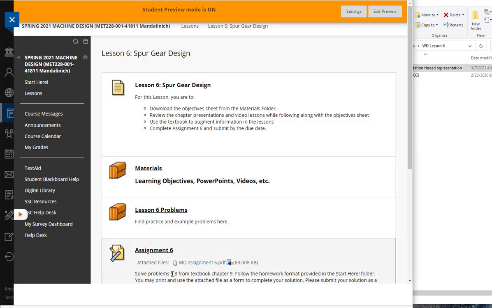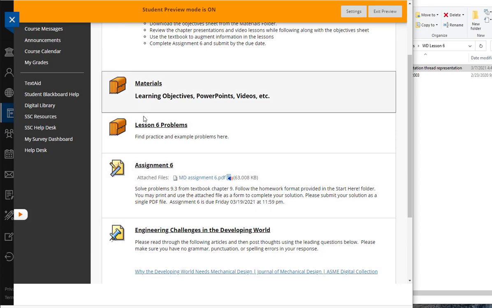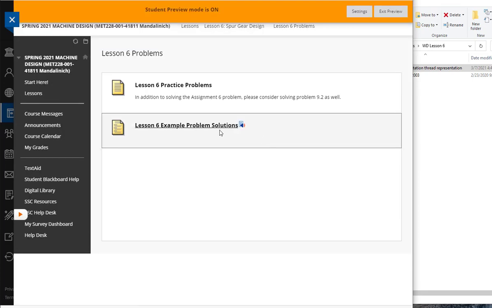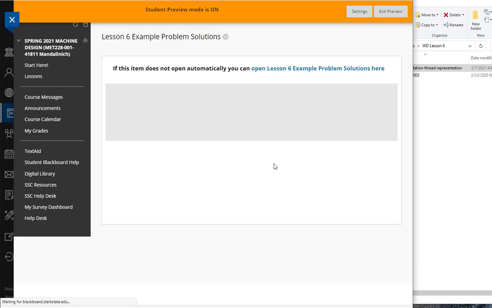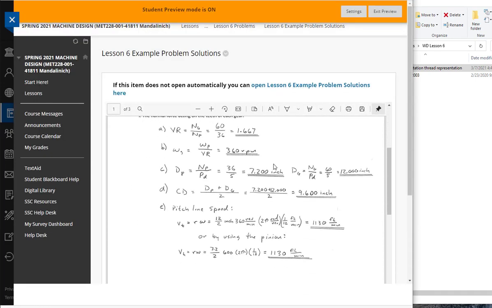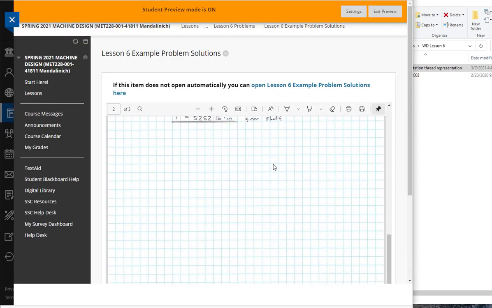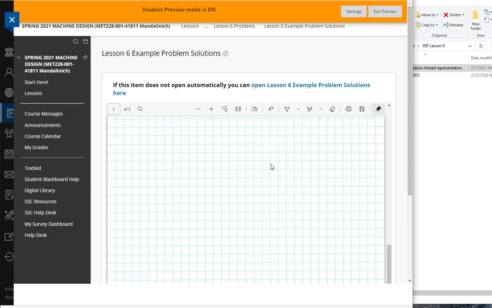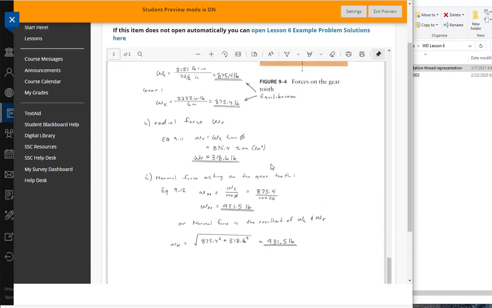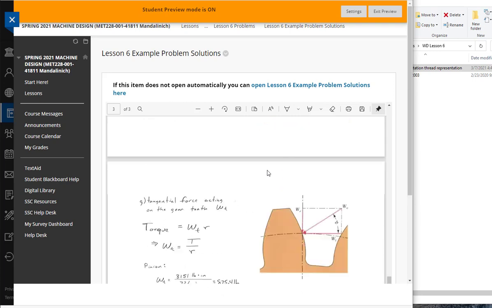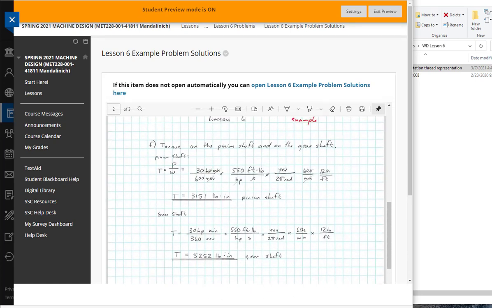There is only one homework problem, 9.3. If you look at the problems here, I have the example solutions. This is example 9.1, so take a look at that. It should help you too. It's just like the homework problem. This is what we're going to be doing this week, just calculating the forces on the gear teeth.